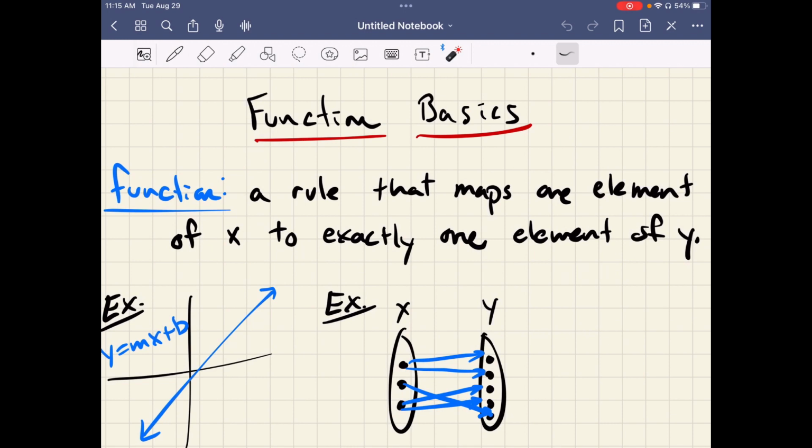All right, in this video, we're going to talk about more function basics. I'm going to give you a couple of ideas and things you can do to test out certain functions or forms of the function to see if it does in fact pass the definition, that one element of x maps to exactly one element of y.